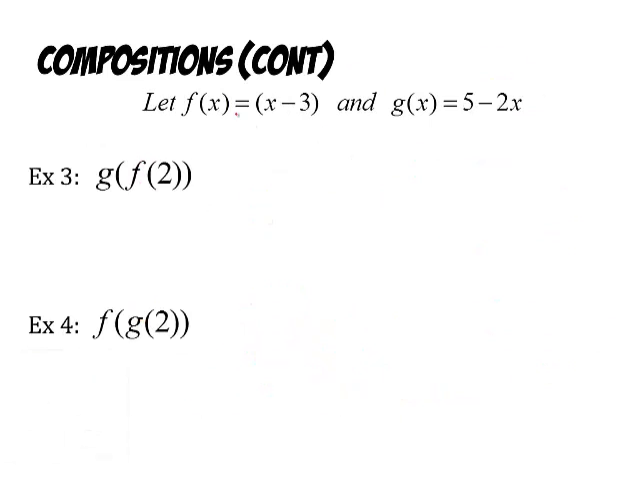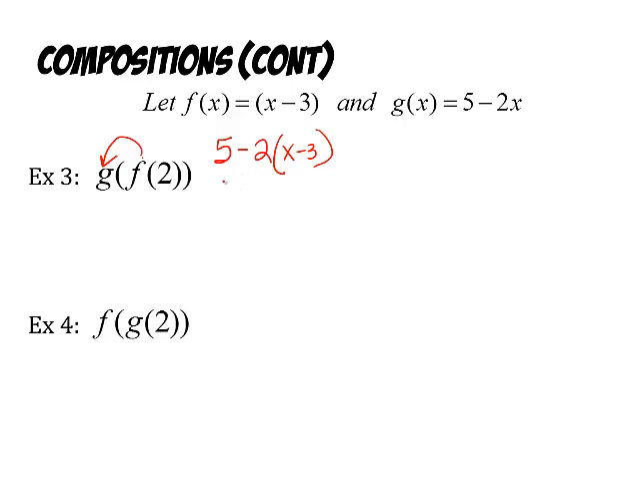Alright, let's try some more. Look, we have new equations. f of x is x minus 3. g of x is 5 minus 2x. So my question now says g of f of 2. So the first thing I'm going to do is take the f equation, plug it into the g equation. So the g equation says it's 5 minus 2x, right? But instead of x, I'm going to replace it with the f of x function. Okay, I replaced x with the f of x function.